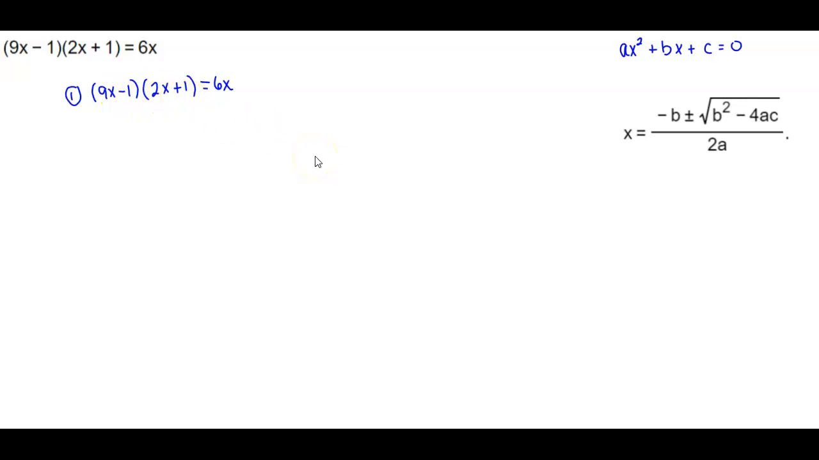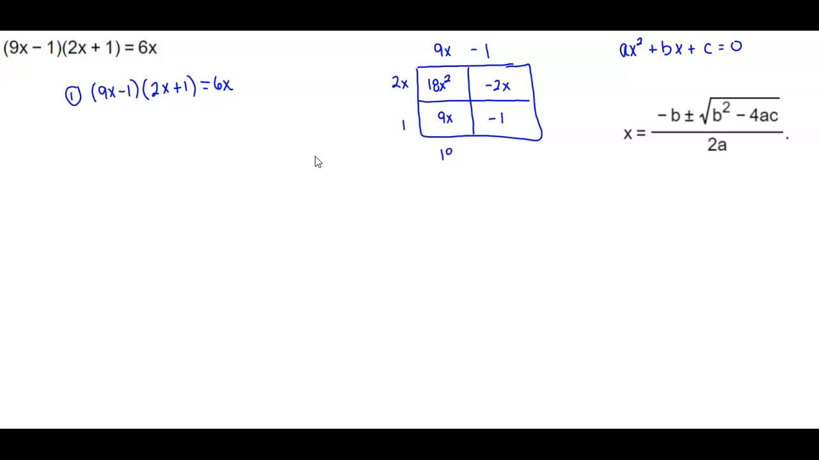Remember, you can either FOIL that. I'm just going to show the box method. So if I have 9x and I have minus 1, that means I'm going to have two columns. And then I'm multiplying it by 2x plus 1, which means I'm going to have two rows. And so 2x times 9x is 18x squared. 2x times minus 1 is minus 2x. 1 times 9x is 9x. And 1 times negative 1 is negative 1.